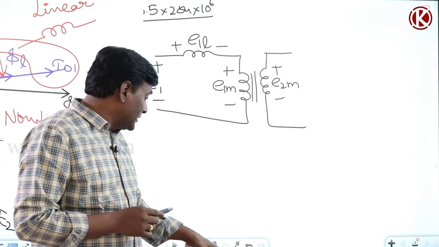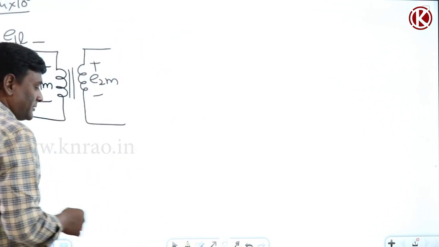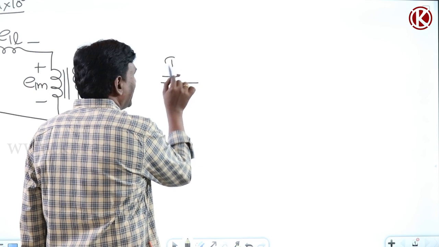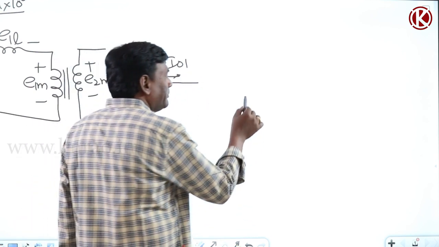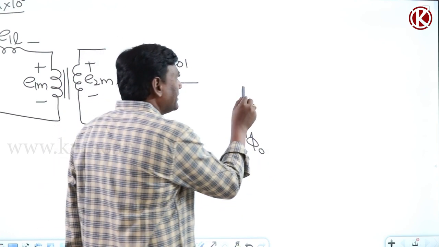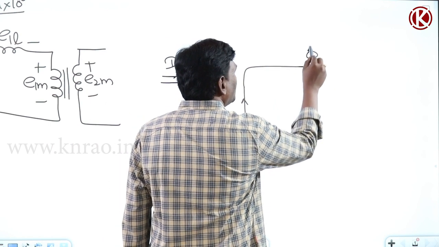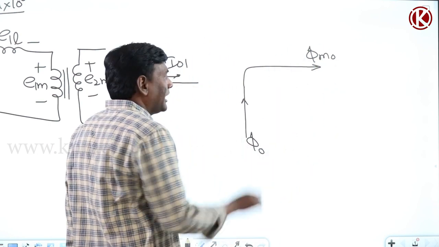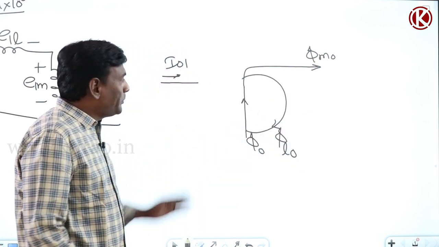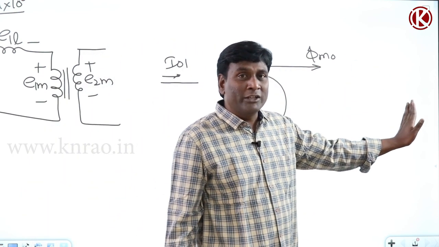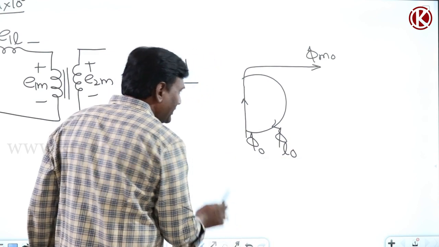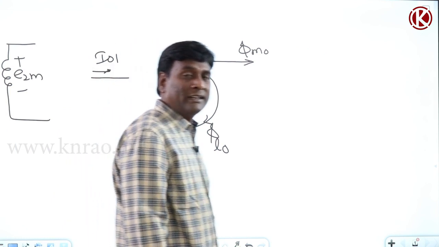Now try to do the same for under loaded conditions. For example, at starting, what will happen under no load conditions? I01 is the current. Because of I01, my flux produced in primary is phi naught. Out of that phi naught, some component of flux will go, which is nothing but mutual 0, and some component of flux will come back like this. This is going to be leakage 0. Now because of this mutual flux, in secondary I am going to get induced voltage. Now if I load the secondary, what will happen?